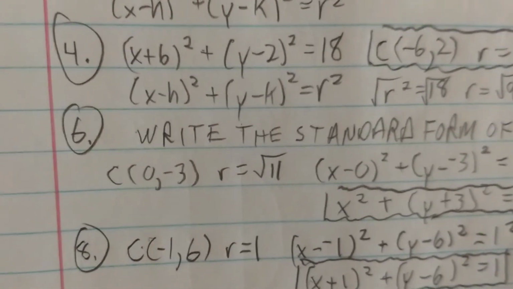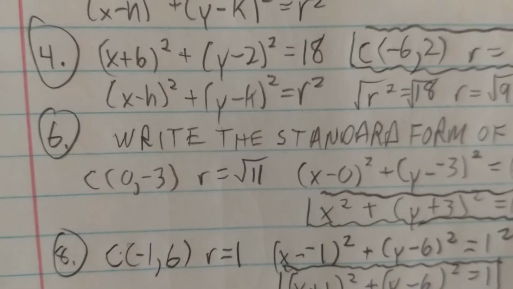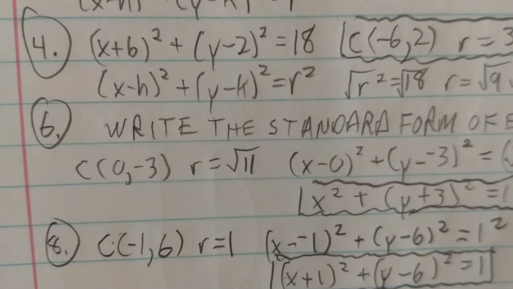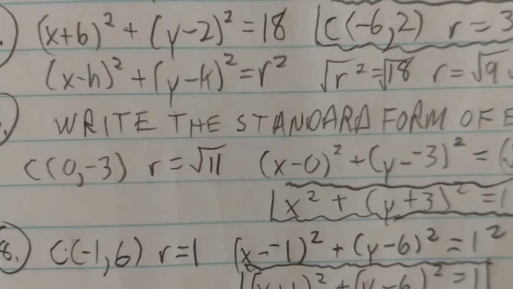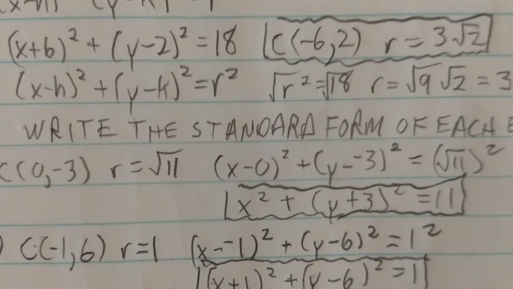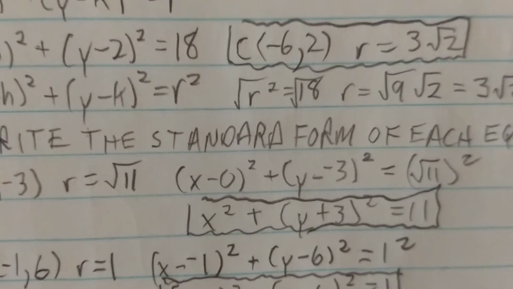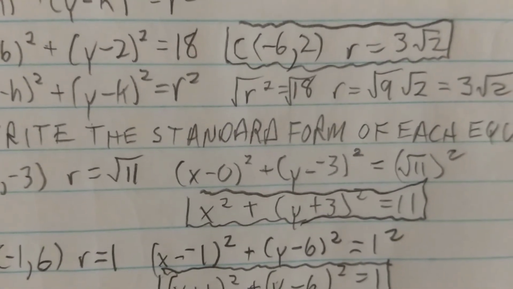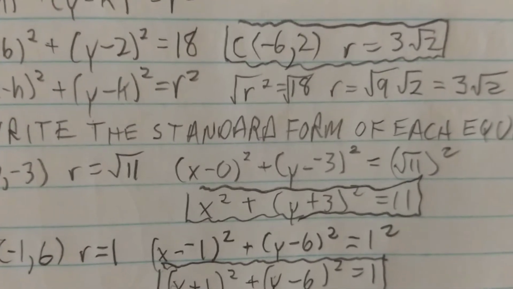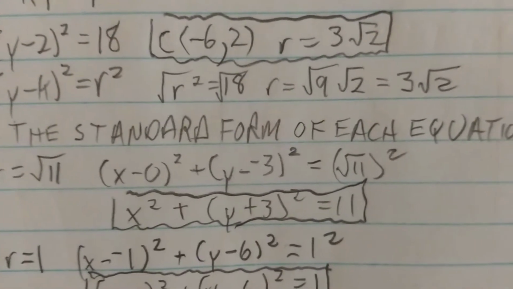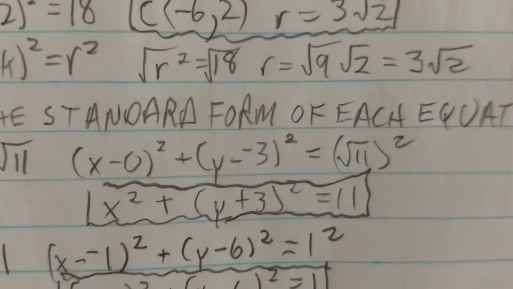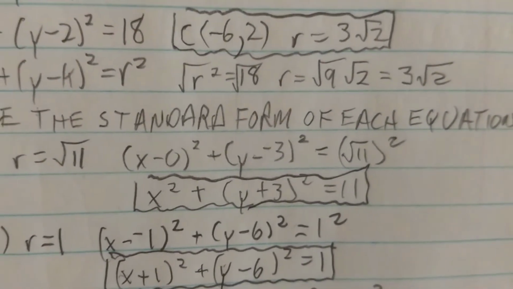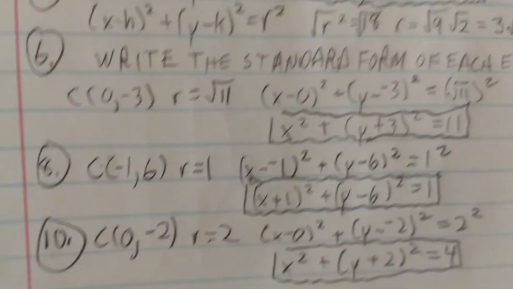Now going on, again this is just noticing how to pull off the numbers. (x plus 6) squared, we really need it to be minus negative 6, so it's negative 6 for h, but 2 is okay for k. So the center is (negative 6, 2), but r squared is 18, so r is the square root of 18, which we can factor as the square root of 9 times the square root of 2, giving us the perfect square to come out as 3 square roots of 2 for r.